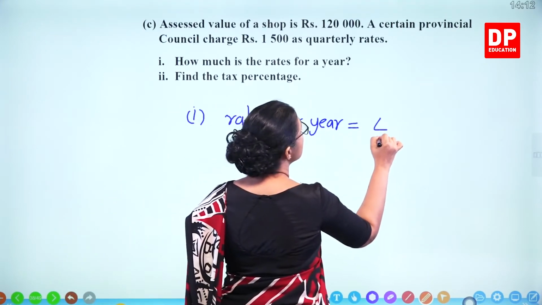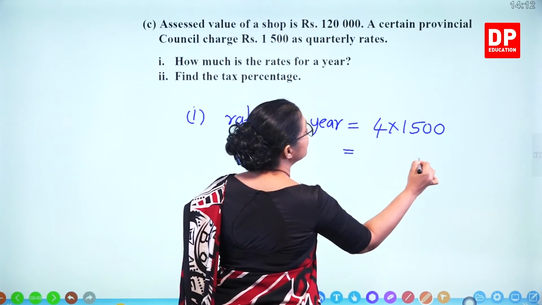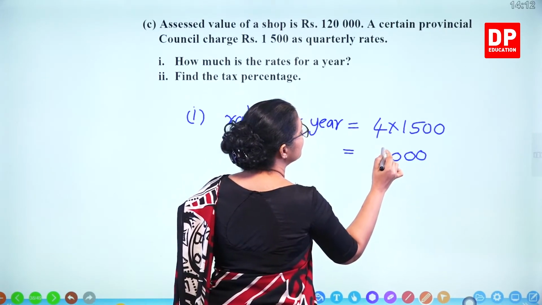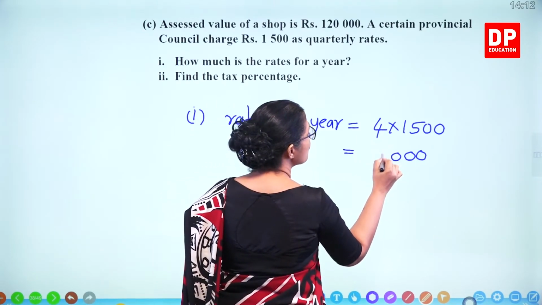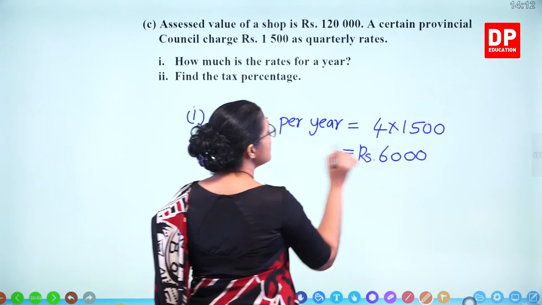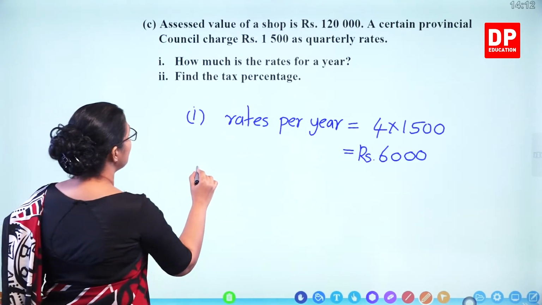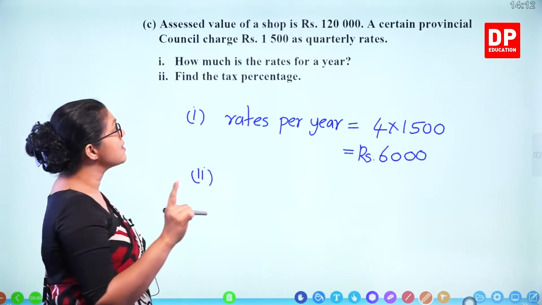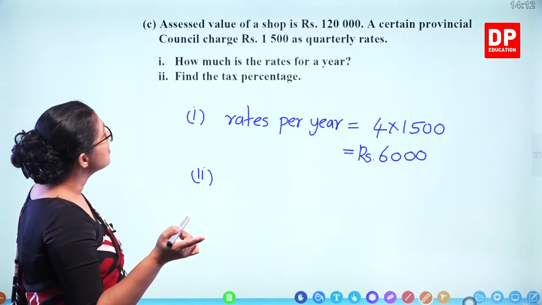4 times 1,500. 4 times 5, 20. 4 times 1, 4 plus 2, 6. So 6,000 needs to pay as rates per year. Then find the tax percentage. So what's the tax percentage?